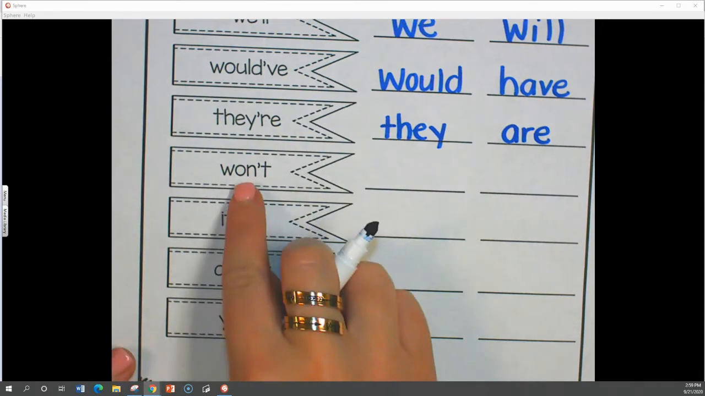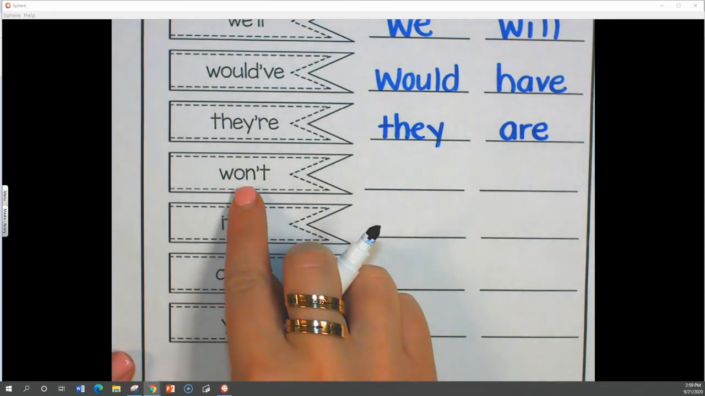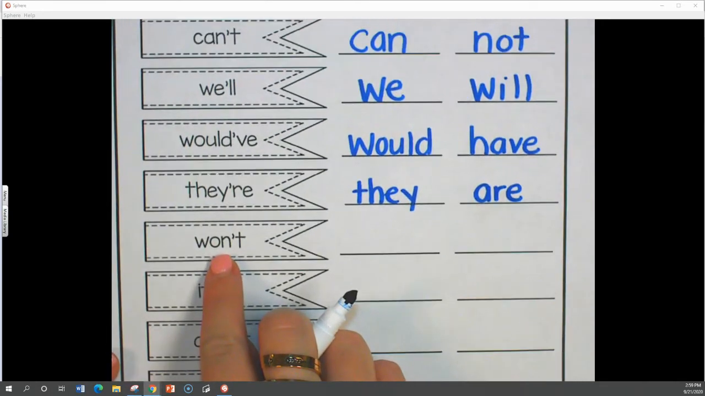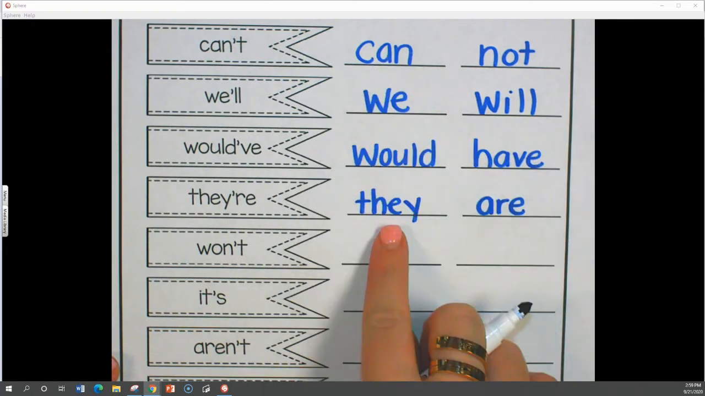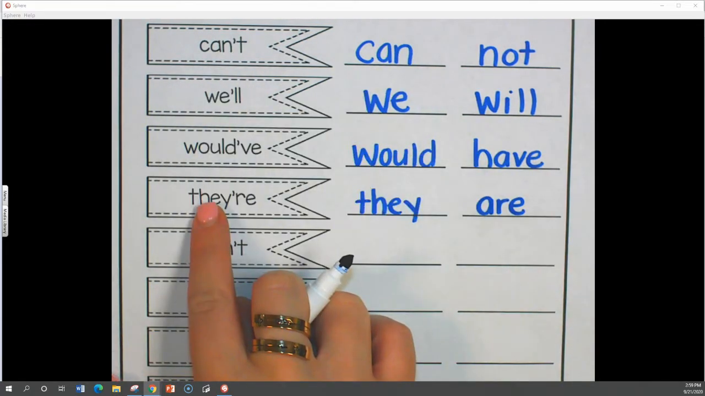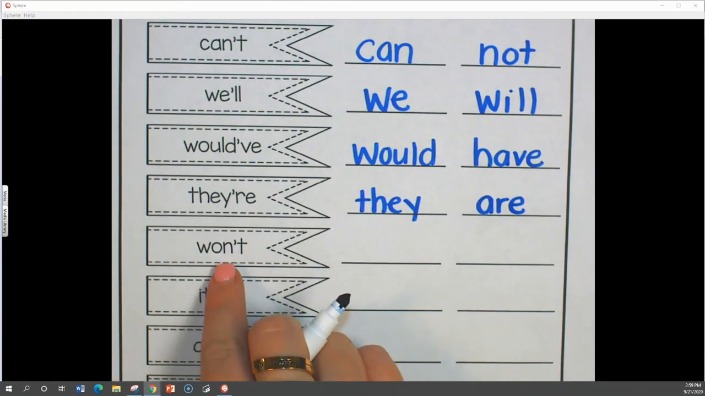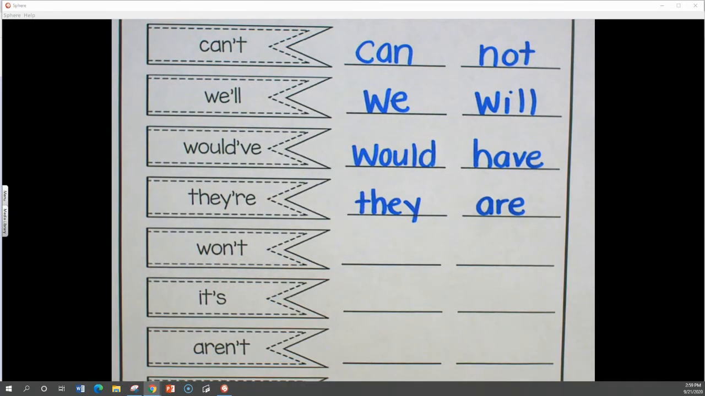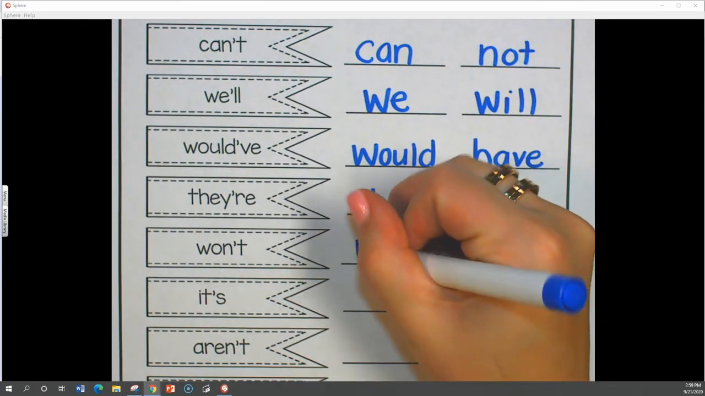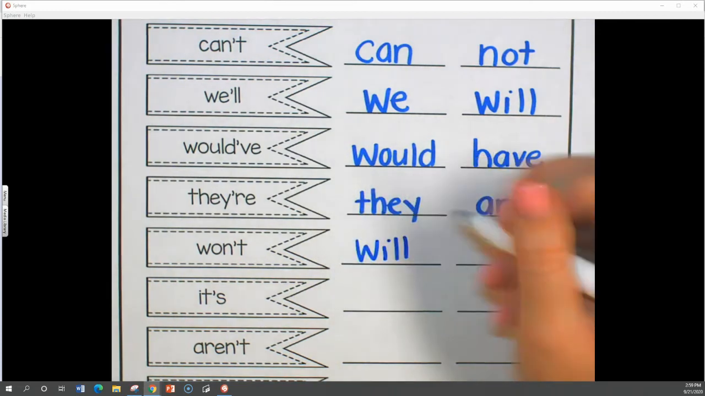Which two words make up won't? Ooh, that's a tricky one. Because usually our contractions start with exactly the same letters that the words start with. But on won't, it's a little bit different. Won't is actually will and not.